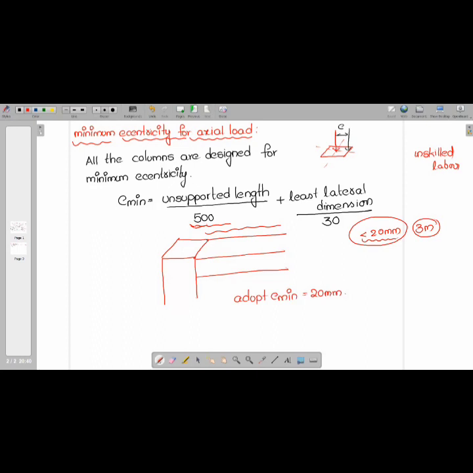So my dear students, all the columns are designed for minimum eccentricity. There can be an error due to unskilled labor, the application of load, misalignment of steel, or improper reinforcement. All the columns are designed for minimum eccentricity, and you have to adopt the minimum eccentricity as 20 mm if the value is less than 20. Clear, my dear students? Now see here, one second, student.